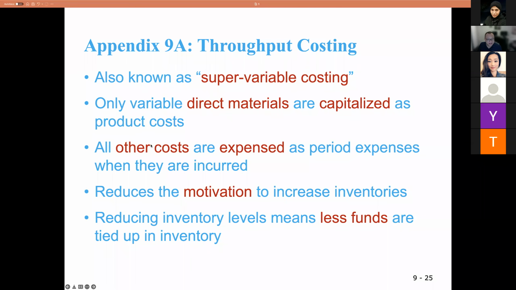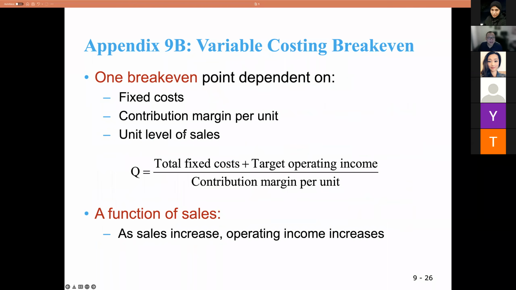Under Appendix 9B, you must know this formula from 2400. That's how to calculate the break-even point, right? You use your total fixed cost plus the target operating income, divided by the contribution margin per unit. That would be your break-even point. I taught 2400, and I know I have done a lot with my students on something like this.